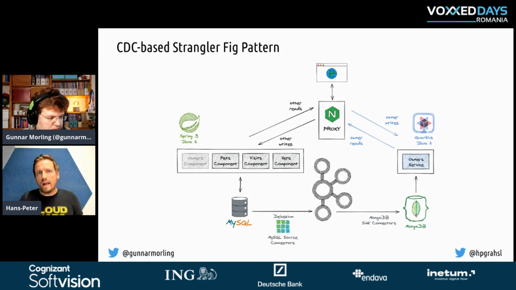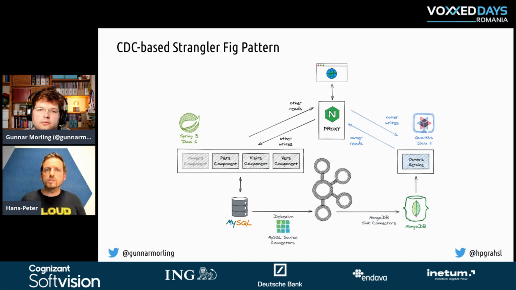Now, once we do writes on the microservice side, of course, the question arises, how does the data find its way back over to the monolith? Because, of course, other components in the monolith, they might need to access those changes. They might need that to work properly. So we have to find a way to propagate changes back.